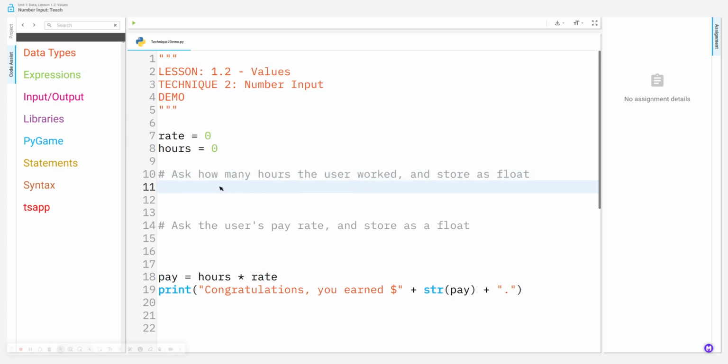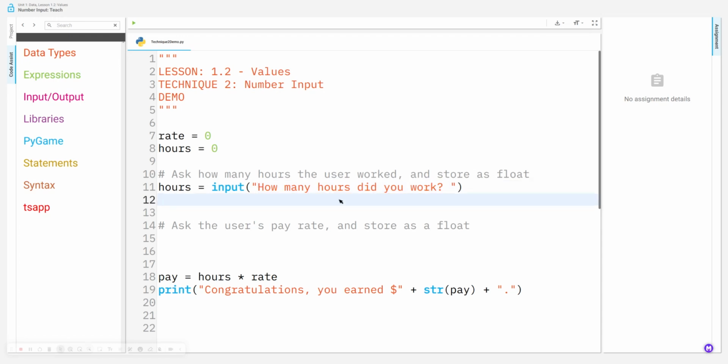I put my cursor at line 11, and I go hours equals input, parenthesis, quotation marks, and then I'm going to say, how many hours did you work? Question mark, space, quotation mark, parenthesis. Now, I'm not quite done because as I'm asking for this input, it's going to be automatically stored as a string.